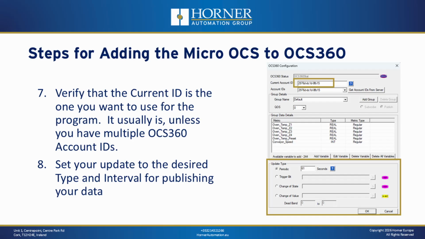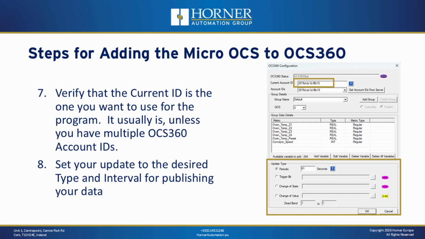This should automatically be set correctly if you are logged in to Cscape with the same Horner ID that has your OCS360 subscription linked to it. But if you have multiple Horner accounts with OCS360 subscriptions, you might need to manually adjust this. Then set your update to the desired type and interval for publishing.